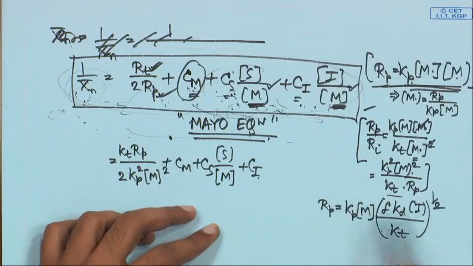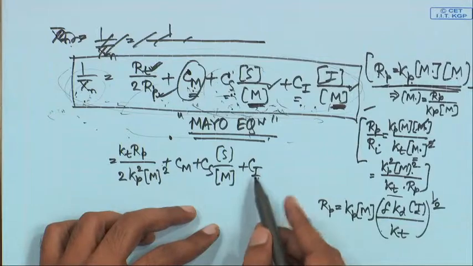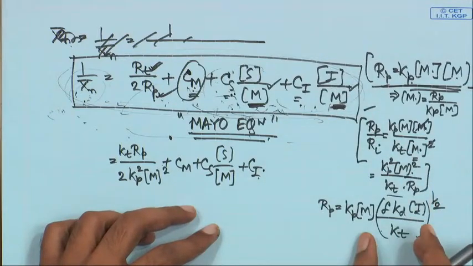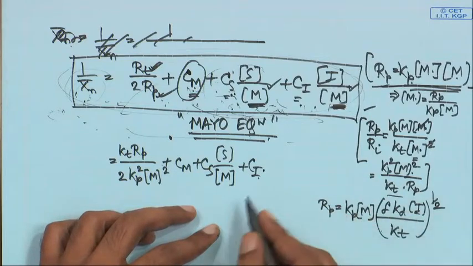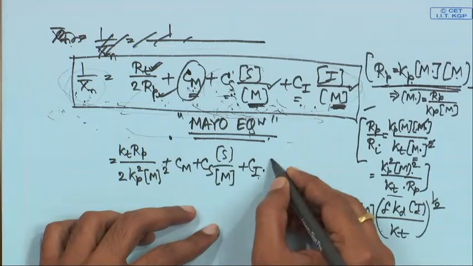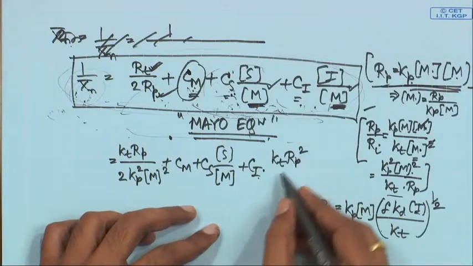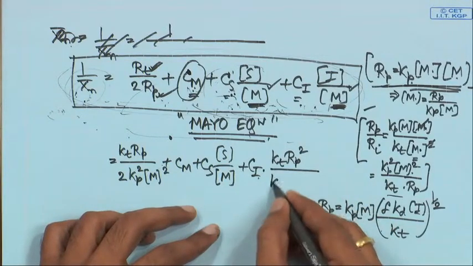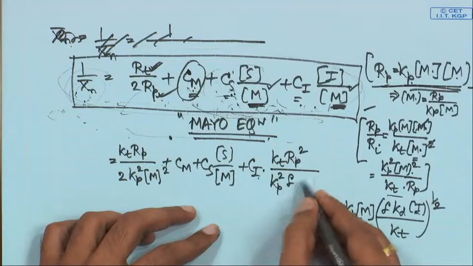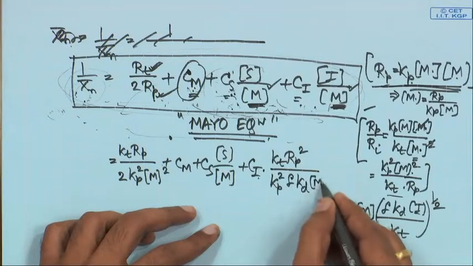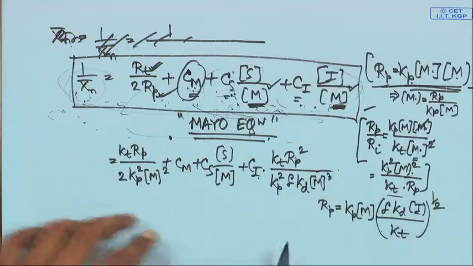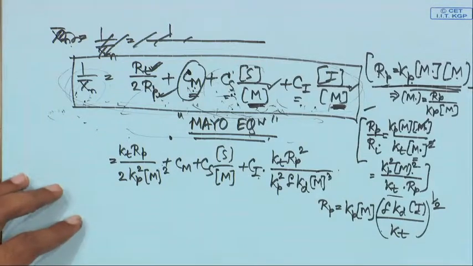So, from here you can have an expression of I in terms of all these things. I am just writing down that expression of I here. From here, if you put the I in terms of all the other things, it will be Ci into Kt into Rp square divided by Kp square into f into Kd into m cube. So, this is the expression that you have.